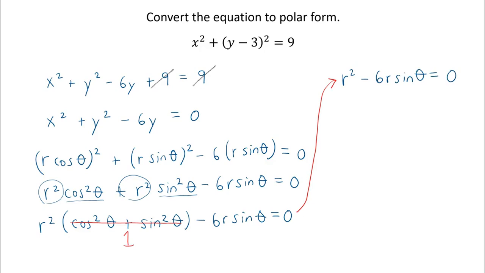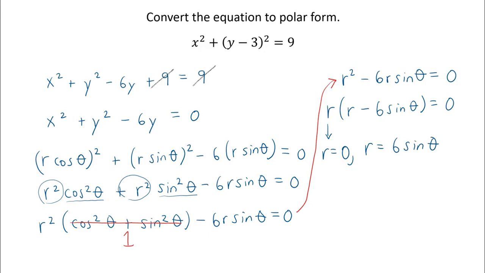Each term on the left has a factor of r. So again, I'm going to factor out an r from each term on the left. Factoring an r from r squared leaves me with r, and factoring an r from minus 6r sine of theta leaves me with minus 6 sine of theta, and that is equal to 0. Now, if we set each of these factors equal to 0 and solve, we'll get r equals 0, and we'll get r is equal to 6 sine of theta.